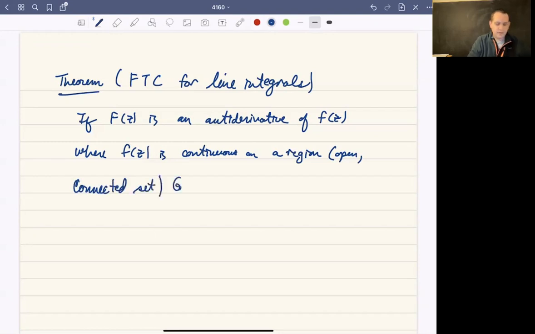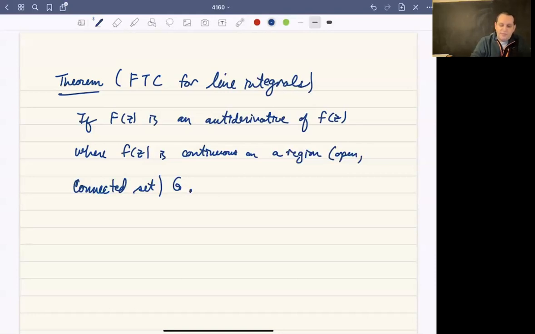G. Okay. Just to pause for a second, I don't actually have to say that the function's continuous on the region G, because if capital F is an antiderivative of little f, then capital F is holomorphic on G and therefore differentiable on G, and differentiable implies continuous. So the continuity here is just for emphasis, but we don't really need it. It's implied. It's already there. I don't need to explicitly say it.